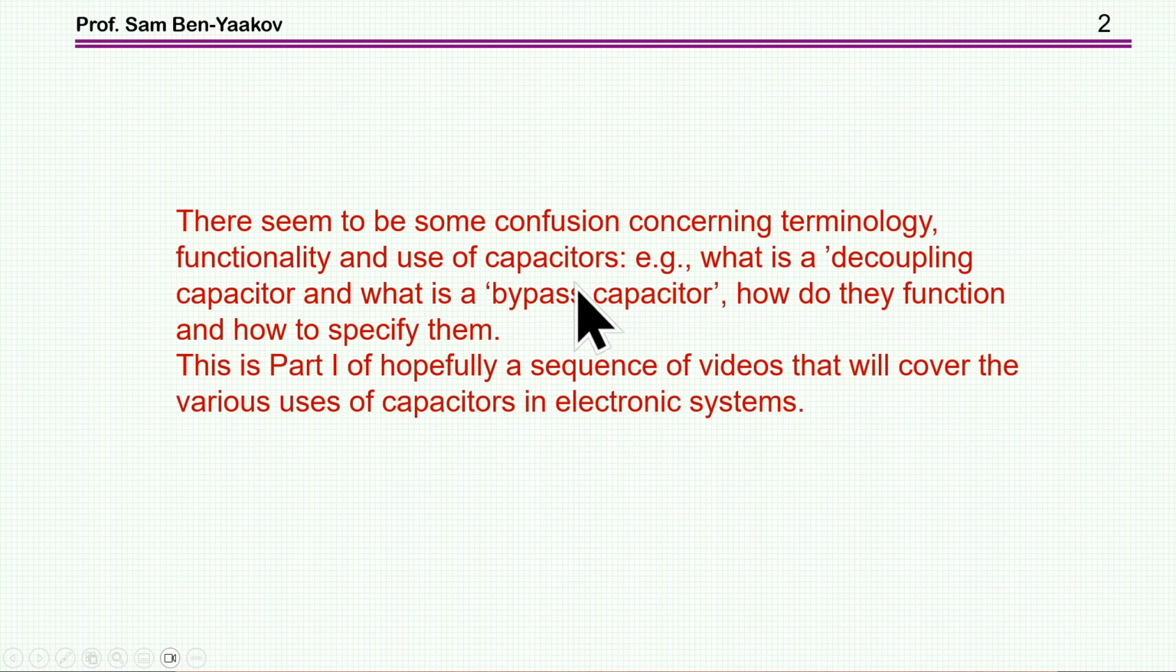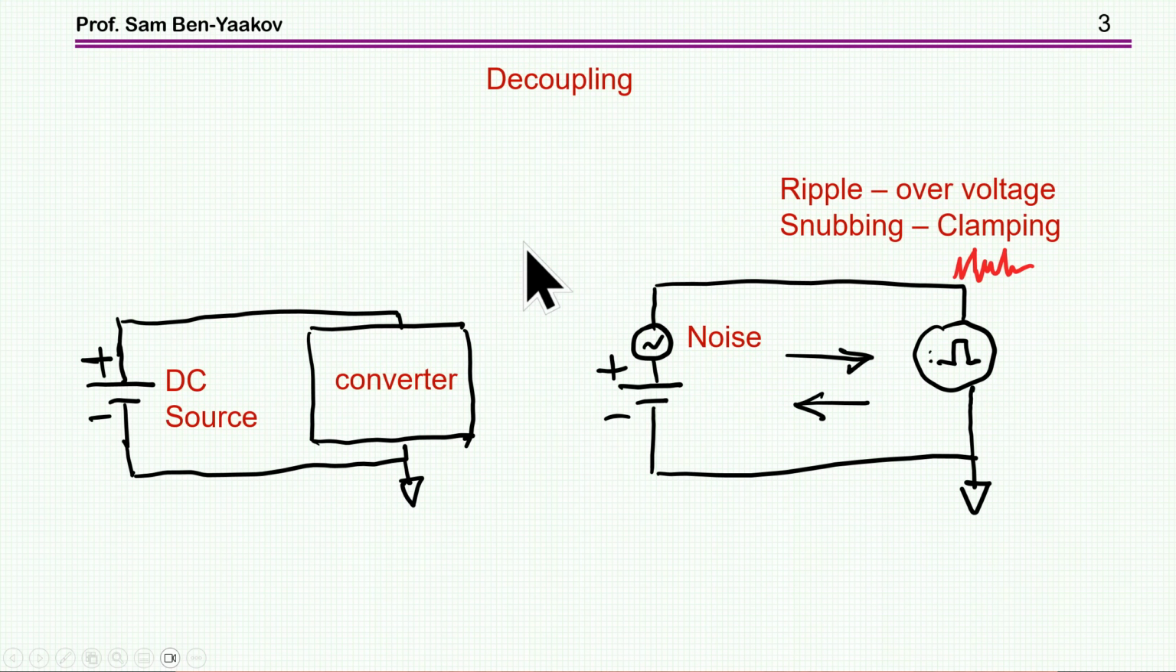There seems to be some confusion concerning terminology, functionality, and the use of capacitors. For example, there is some confusion as to what is a decoupling capacitor, what is a bypass capacitor, how do they function, and how to specify them. Now this is part 1 of hopefully a sequence of videos that will cover the various uses of capacitors in electronic systems. So let me start with the issue of decoupling.